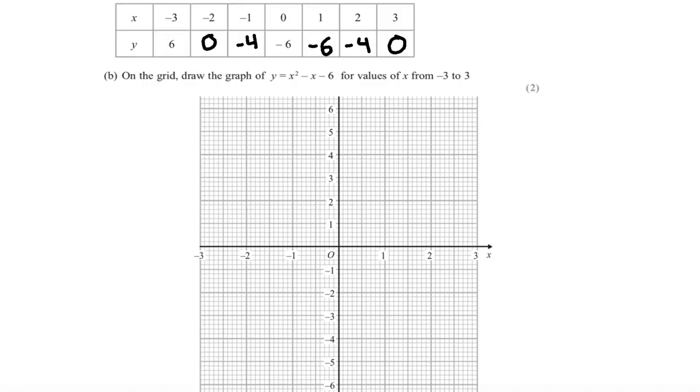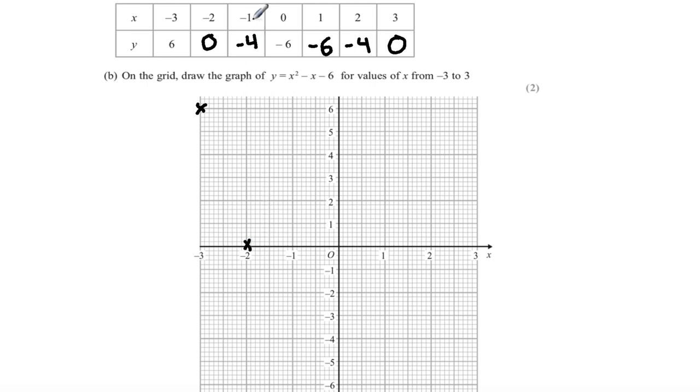5b. On the grid, draw the graph of y equals x squared minus x minus 6 for the values of x from minus 3 to 3. So from the previous question, we were able to complete the table and find the values of x and y. So I'm just going to plot these coordinates now. So we have minus 3 and 6, so minus 3 and 6 is over here. We have minus 2 and 0.